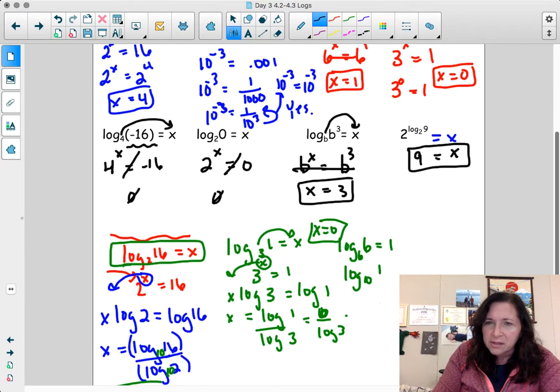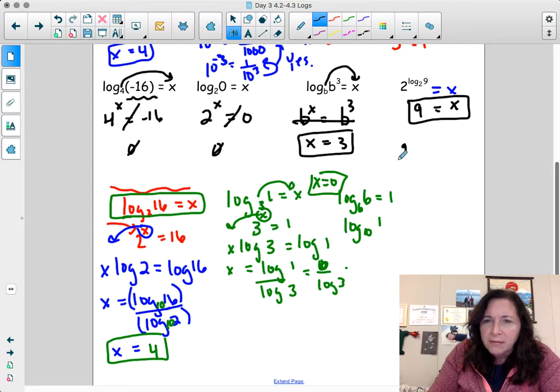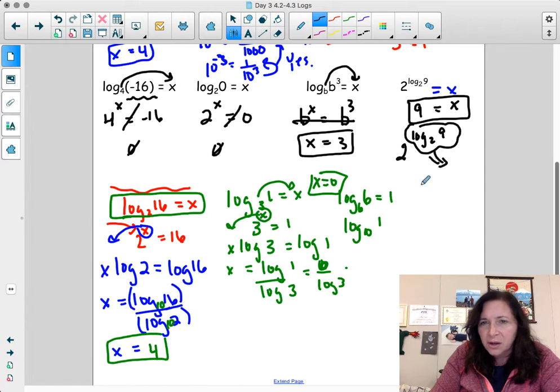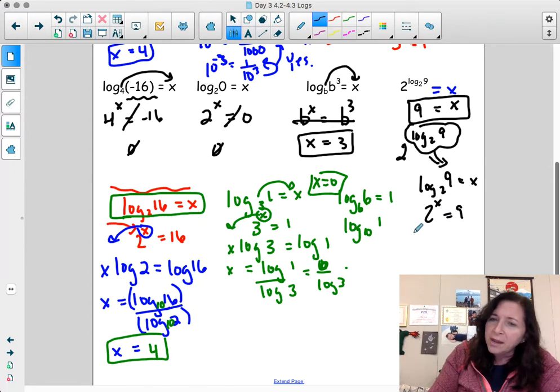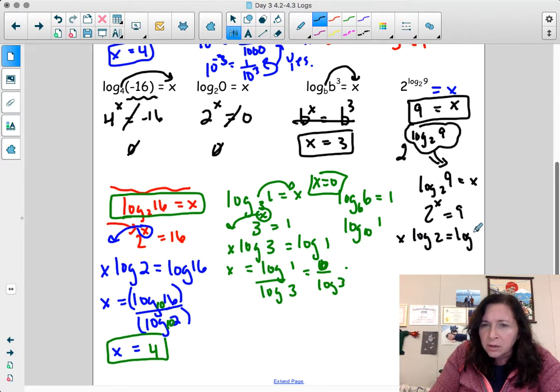So in this case, let's just look at this one problem. We have 2 to the log base 2 of 9. If I were to take this on the side and ask, what does log base 2 of 9 equal? Let's say 2 to the x power equals 9. Obviously, I'm not going to get the same bases, so I can't set my exponents equal to each other. So I'm going to pull that x out front. So I have x log 2 is equal to log 9, and I'm going to get x equals log 9 divided by log 2.